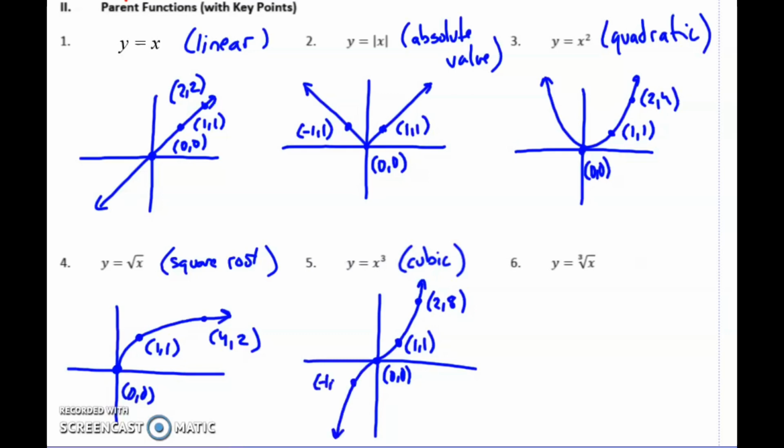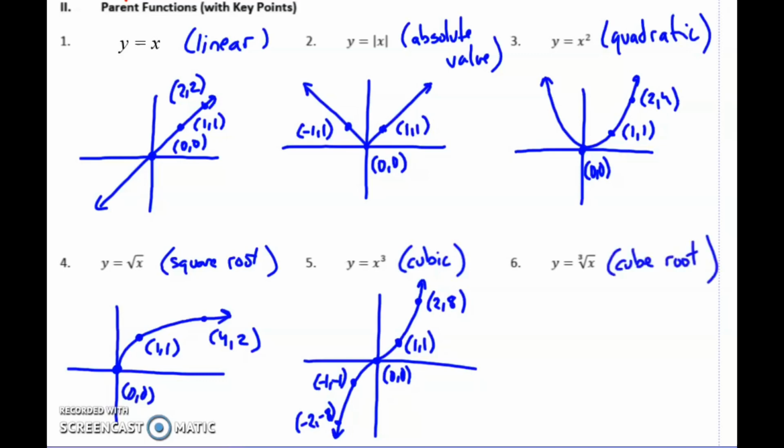And that's going to be negative 1, negative 1. This is going to be negative 2, negative 8. And so on and so forth. Negative 3, negative 27. And we only need 3, but you get an idea of what it's going to do in that direction. So now we've got the cube root of x.